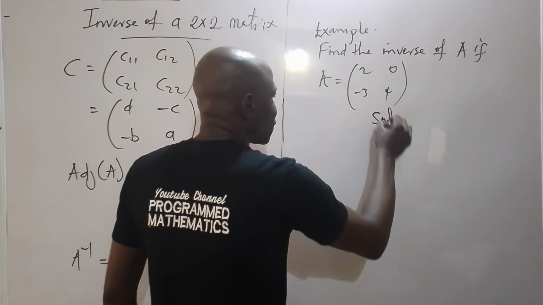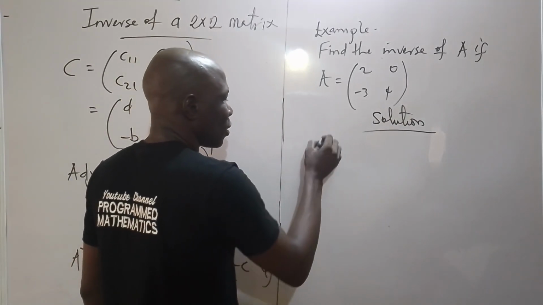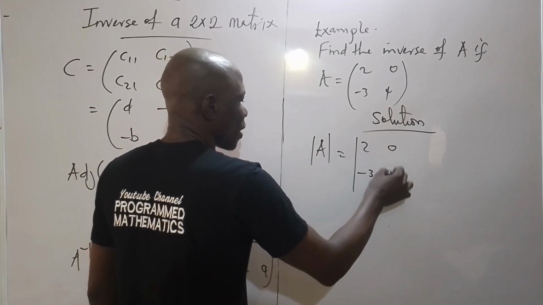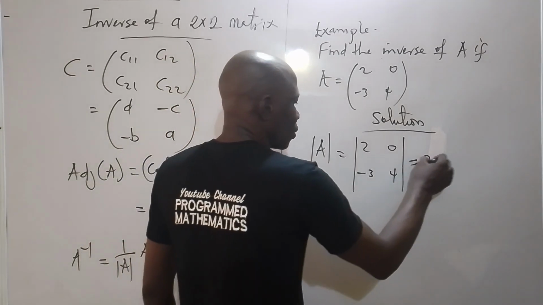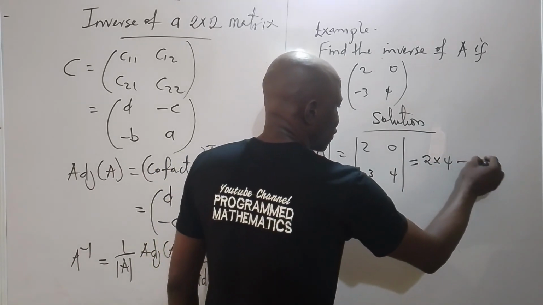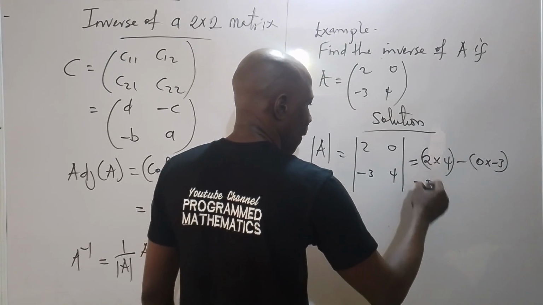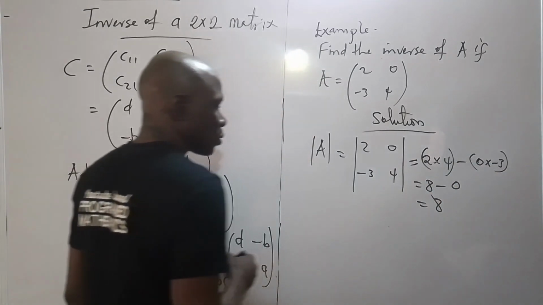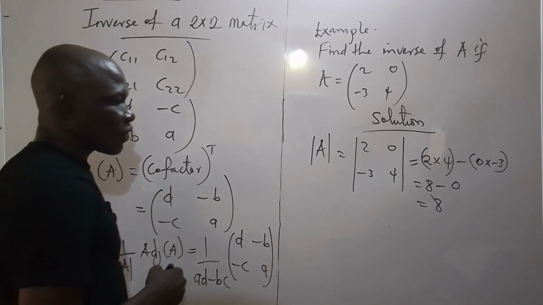So the solution to this: the first step says we should find the determinant of matrix A. So obtain the determinant of matrix A, 2, 0, minus 3, 4. If we obtain the determinant here, this is 2 times 4 minus 0 times minus 3. 2 times 4 is 8. Minus 0 times minus 3 is 0. So the determinant of matrix A is 8.